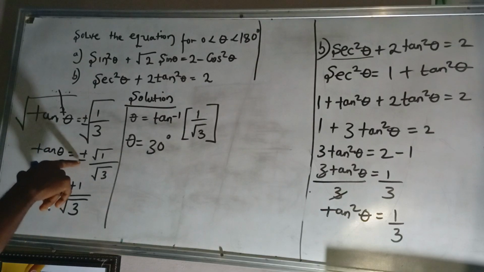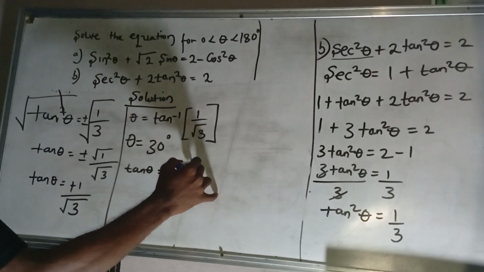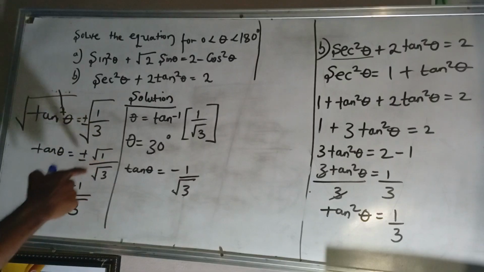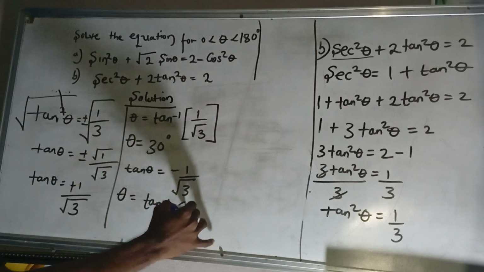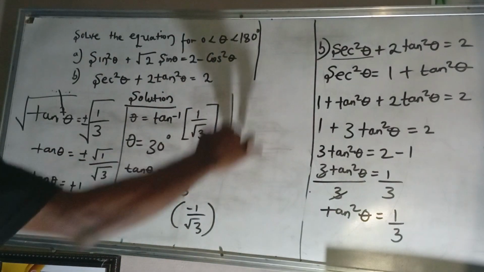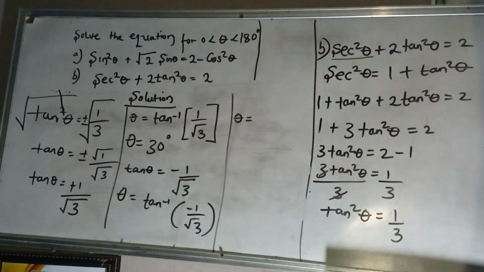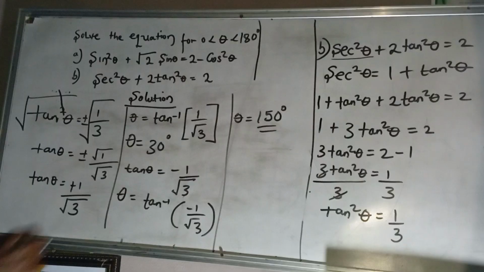Then when it is negative, tan theta is equal to minus 1 divided by square root of 3. The reason we have 1 is that the square root of 1 is 1. So the next step is the tan inverse of minus 1 divided by square root of 3. Theta will give us 150 degrees if you check your calculator. So our answer is 30 degrees and 150 degrees.